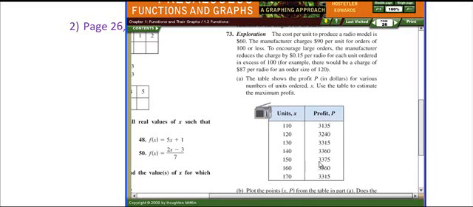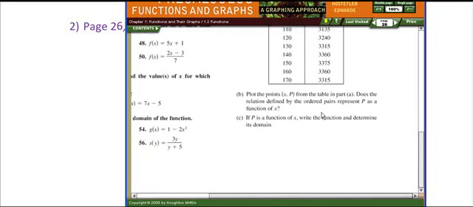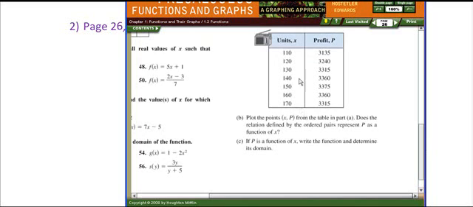So we can go through the column for profit, and as you see, they're increasing up to, it looks like, $33.75, and then they start decreasing. So our estimate for the maximum profit would be $33.75. Now the next part is to plot the points from the table in part A. Does a relation defined by the ordered pairs represent P as a function of x? I'm not going to plot these, but hopefully you can see that that does define a function, because for every input there's only one output. Now those output values may repeat, that's fine, but there's only one y value that goes with every x value.